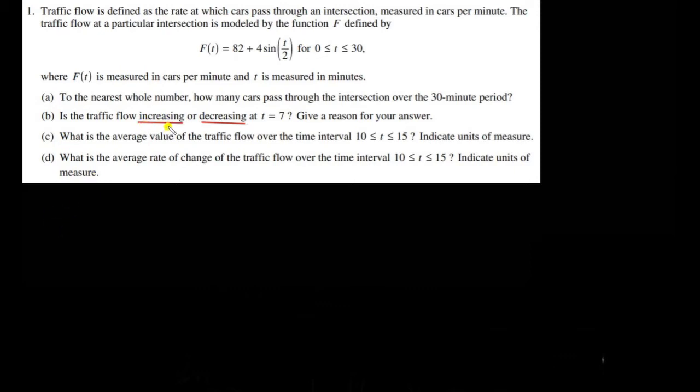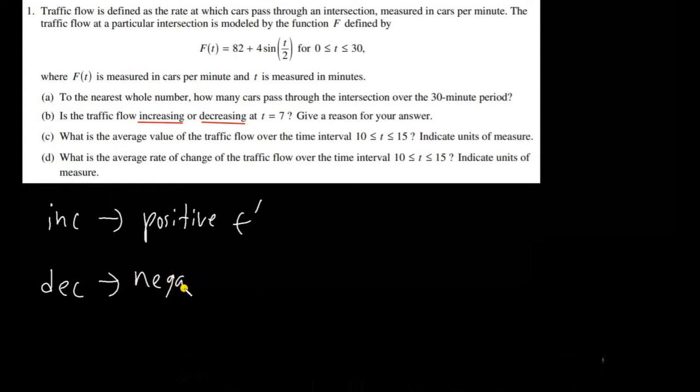So when we're talking about increasing, we're talking about a positive f prime. Okay? And when we're talking about a function decreasing, we're talking about a negative f prime, right? You should probably already know that walking into the test. So if we want to figure out whether the traffic flow is increasing or decreasing at t equals 7, we need to look at whether the derivative is positive or negative at t equals 7. So we'll be taking the derivative with respect to time at t equals 7 of f of t.